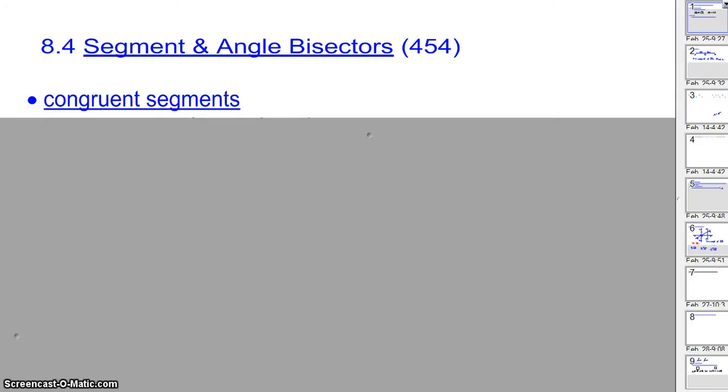Okay, so for 7th grade, we're looking at Chapter 8, Section 4. And so today we'll begin to talk about some geometry things. So we're going to talk about segments, and then tomorrow we'll get into angle bisectors. But today it's segment bisectors.